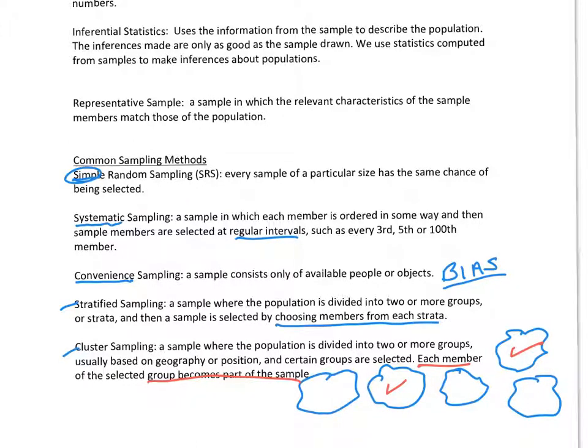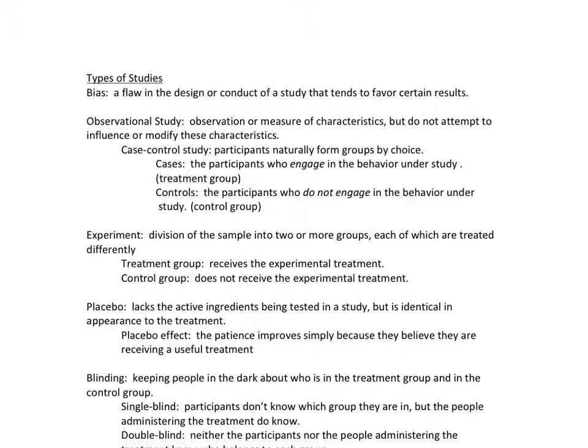Stratified would be to have all those 500 classes and pick 2 people from each class. Stratified, some from each cluster. With cluster, you have your groups, and you just take particular groups, everybody in particular groups. Bias, we've already talked about, so we'll just leave that for now.